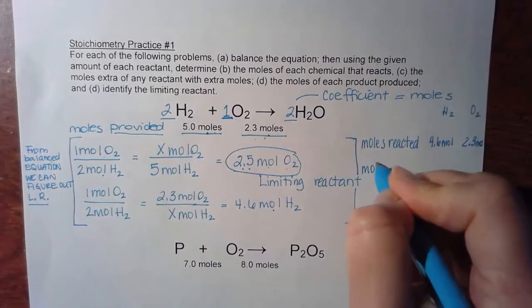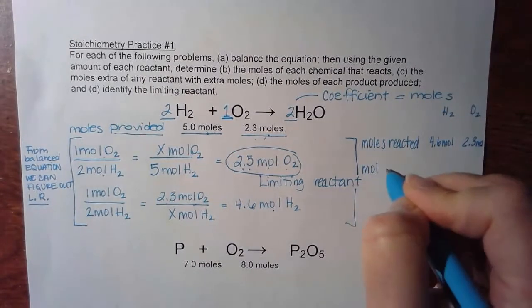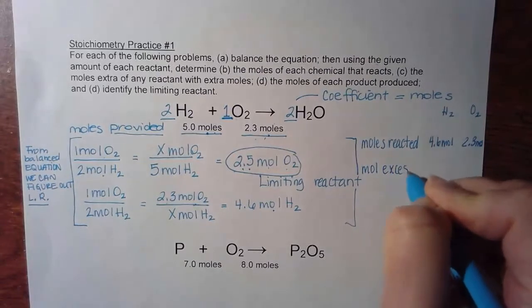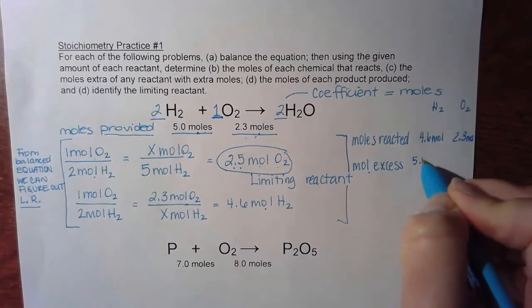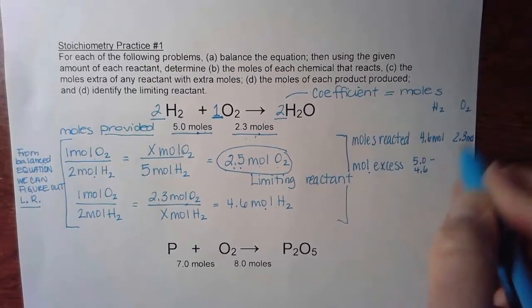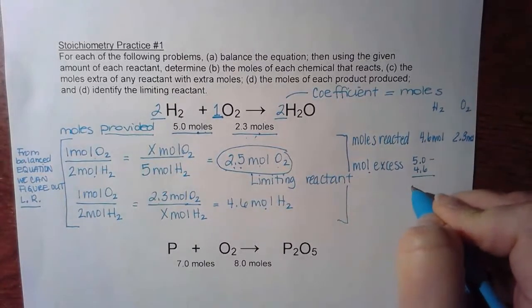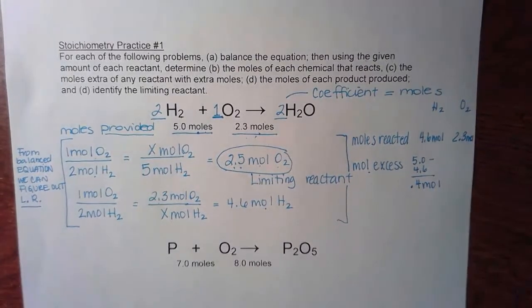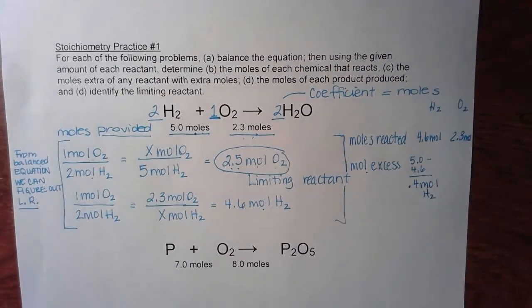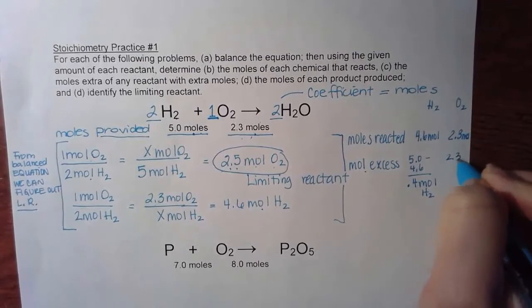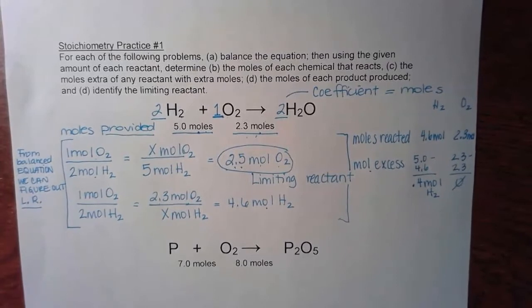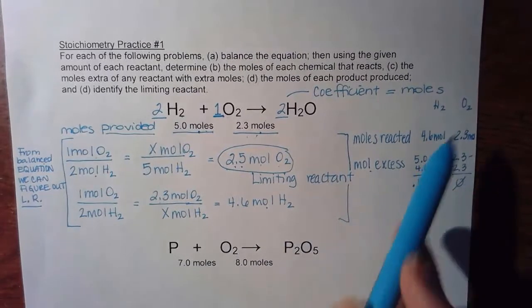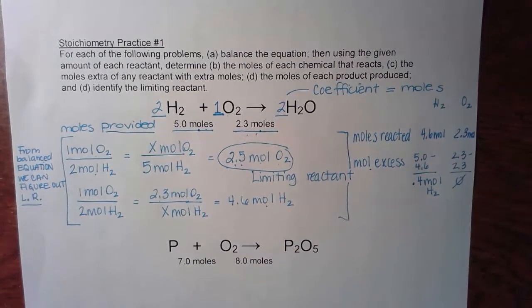So the next portion of the question asks for your moles of excess. I'm going to shorthand MOL for moles. So we can take 5.0 minus 4.6 of what actually reacted, and we get an excess of 0.4 moles of hydrogen left. While we reacted the entire 2.3, we reacted all of our oxygen, and that's why it's the limiting reactant, so we have no excess. So your limiting reactant will be the one that has nothing in excess.